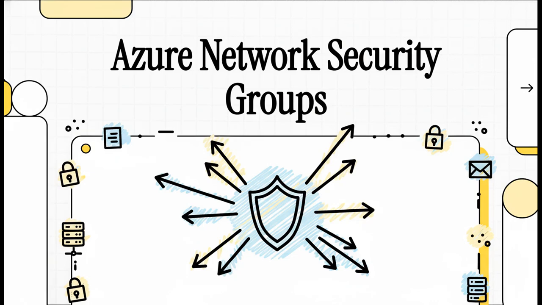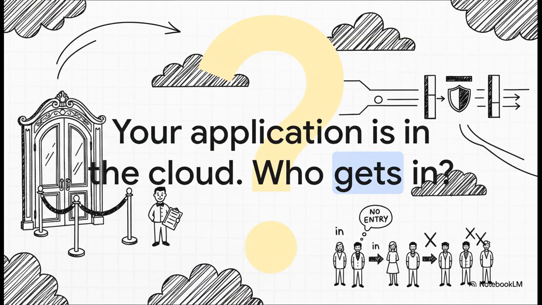All right, let's talk about one of the most fundamental pieces of Azure security, network security groups, or NSGs for short. You see, once your app is up and running in the cloud, you've got to answer a really big question. And that question is, who gets in? I mean, seriously, you've built this amazing thing, it's live in Azure, but who's allowed to even knock on the door? Who gets past that velvet rope, and who gets turned away? That's exactly what we're going to break down.